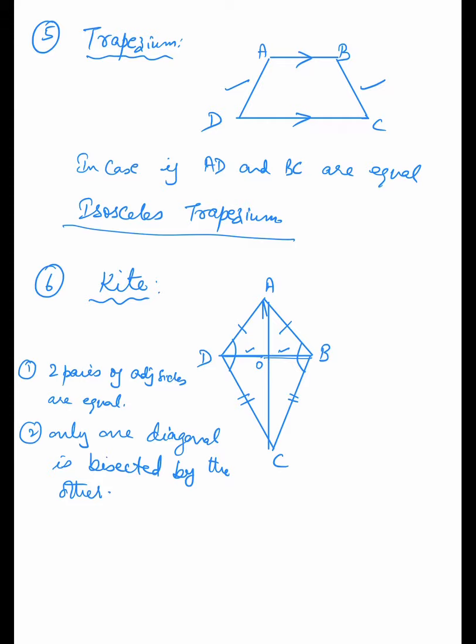Okay, I just forgot to write the angle. Angle ADC is equal to angle ABC. Again, one pair of opposite angles is equal and only one diagonal is bisected and two pairs of adjacent sides are equal. So these are some of the properties of the six main types of quadrilaterals that we have discussed, and now we will write down their properties in detail.